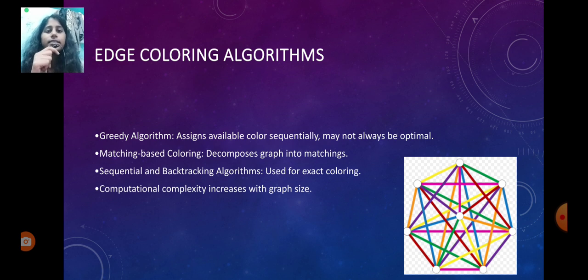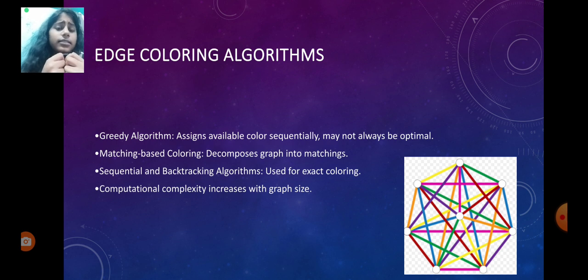Now let's get into the other side containing edge coloring algorithms. There are many algorithms used to color the edges, because, as you can see in the picture, it is very difficult to color a graph simply by identifying, because it is very complex. So we use some algorithms which make the coloring very easy. Some of the algorithms are greedy algorithm, matching based coloring, sequential and backtracking algorithm. Computational complexity increases with graph size.